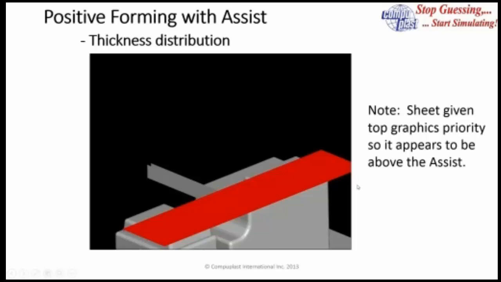Just a note about how the graphics appear on the simulation here. Here we're going to have an example of positive forming with an assist. And by assist, we mean this bar right in here. This is the simulation of a refrigerator liner. And the bar, you can see, it kind of looks discontinuous. The sheet is given top priority on all the graphics, so it appears to be above the assist.